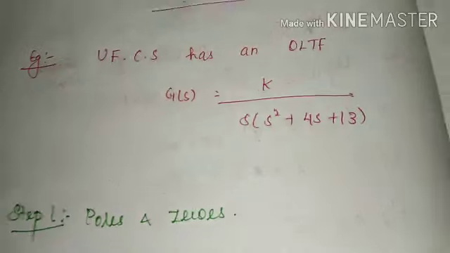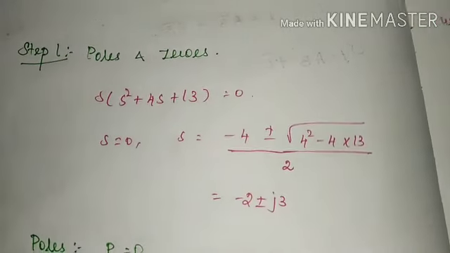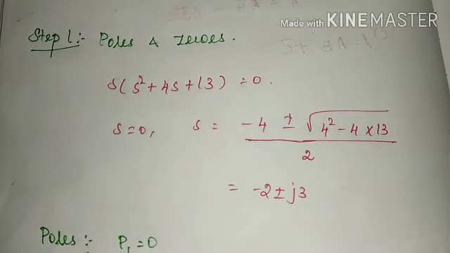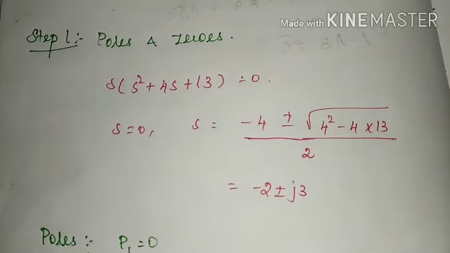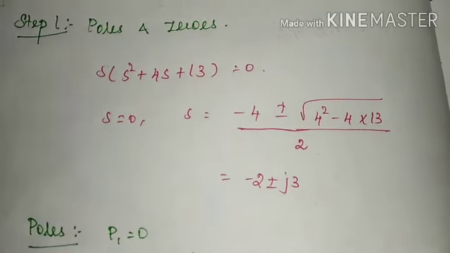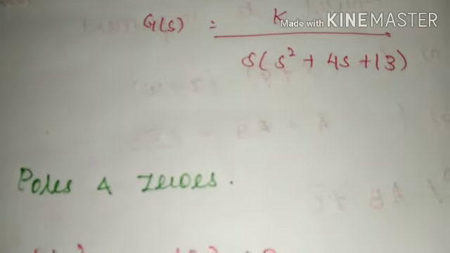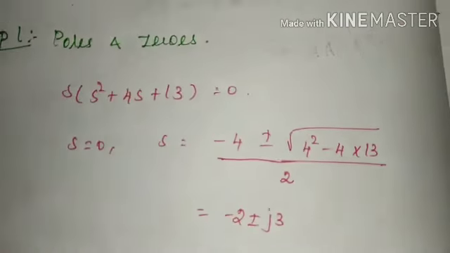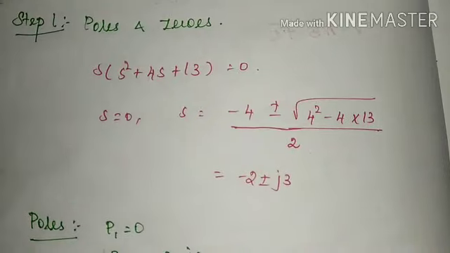Our first step is to find the poles and zeros. How can we find our poles? By equating the denominator to 0, we can get our poles. By equating the numerator to 0, the values of S are said to be the zeros. Here we do not have any S term in the numerator, so I just equate the denominator to 0. So, S into S square plus 4S plus 13 is equal to 0.